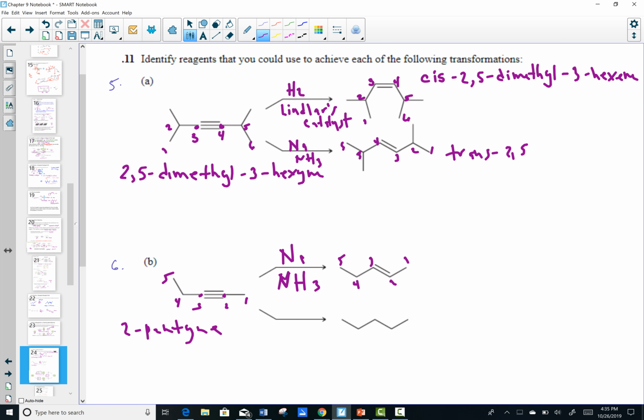Down here, oh my gosh, this is all saturated. So we wanted to pick a trans configuration here. Here we want to go all the way to the ane ending. So that's the job of just molecular hydrogen in the presence of a metal catalyst, such as platinum. Great work.